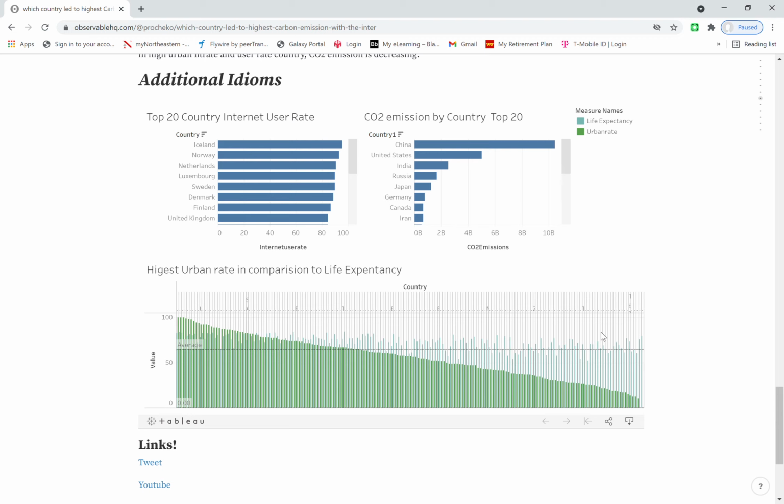I've also created additional visual idioms to denote the top 20 countries by internet user rate and CO2 emission by country. I've also used urban rate comparison to life expectancy comparison, and usually we can see that life expectancy remains the same for the most part. As urban rate decreases, life expectancy kind of remains the same in most of the countries.